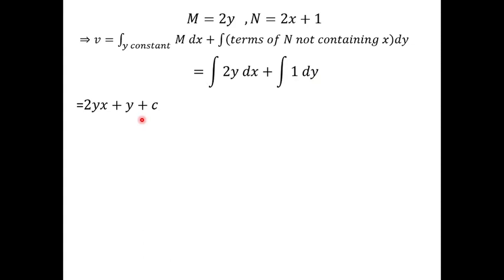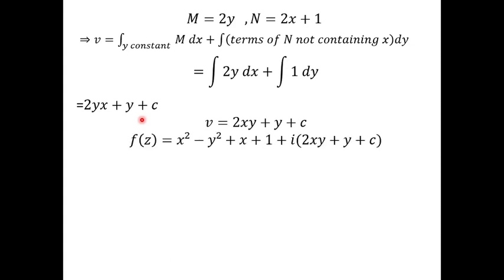This is one method, this is the value of v. Now u is already given. Now write f of z. F of z is equal to what? U plus iv. U is x square minus y square plus x plus 1, plus i into, what is v? This is the v: 2xy plus y plus c. That is x square minus y square plus x plus 1. Remove the brackets: 2ixy plus iy plus ic.